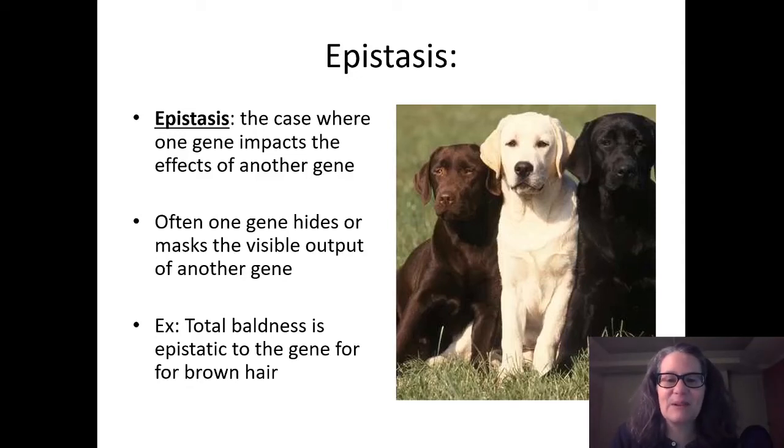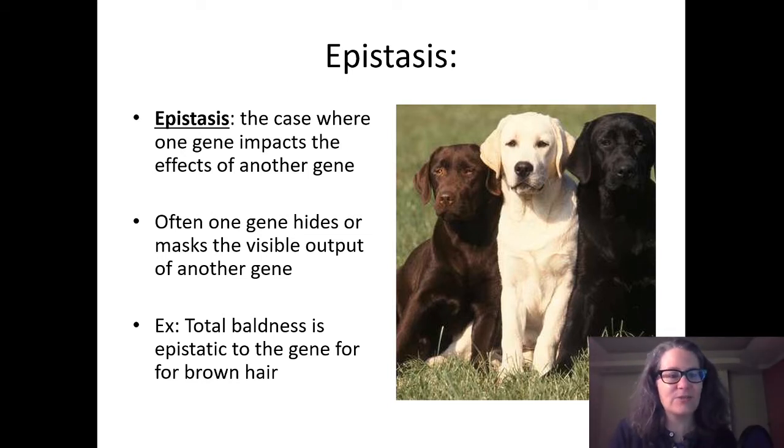Good morning. I'm back with part 2 of complex inheritance patterns, ways that we go beyond Mendel. And my first example is epistasis. Epistasis is the case where one gene is going to impact the effects of another gene, so has some influence over another gene. Often, one gene will hide or mask the visible output of another gene.